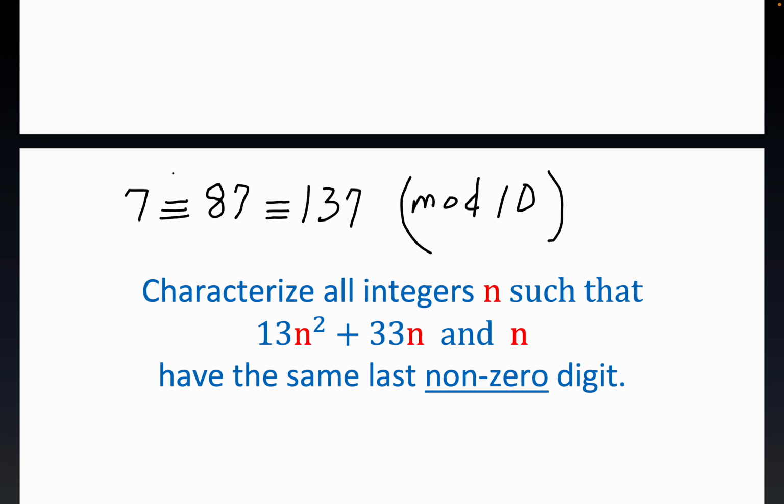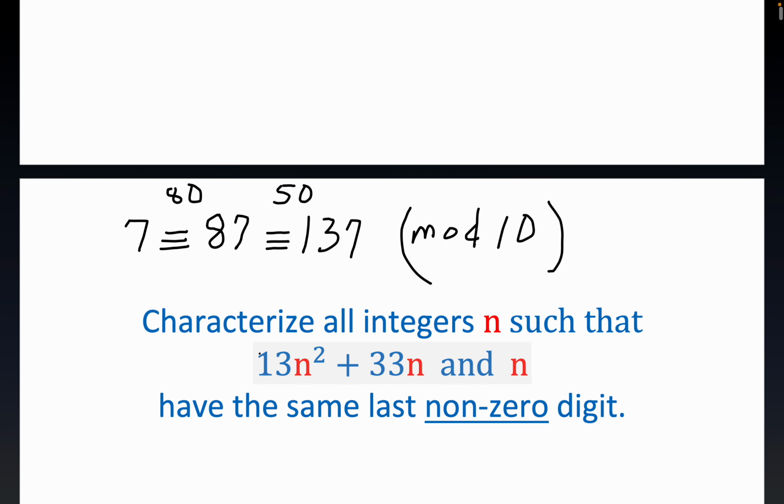Like this is separated by a multiple of 10, 80, right? That's a multiple of 10. 87 and 137 are separated by a multiple of 10, 50, right? And even 137 and 7 would be a multiple of 10. These are all multiples of 10. And 137 minus 7 is 130, which is also a multiple of 10.